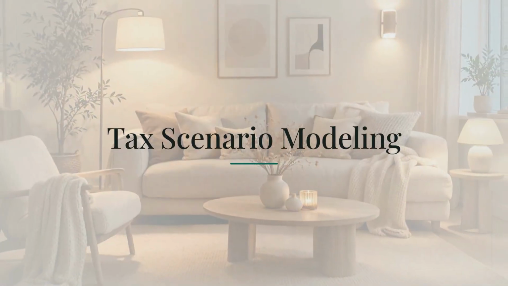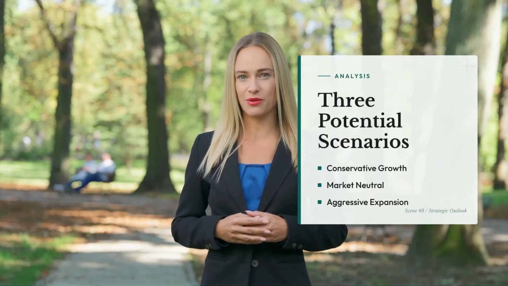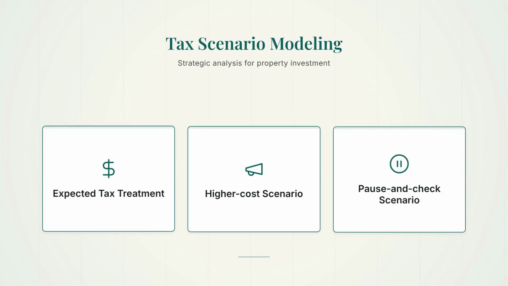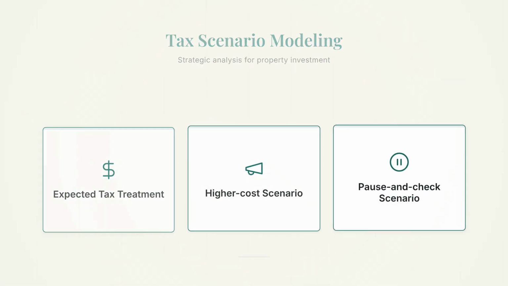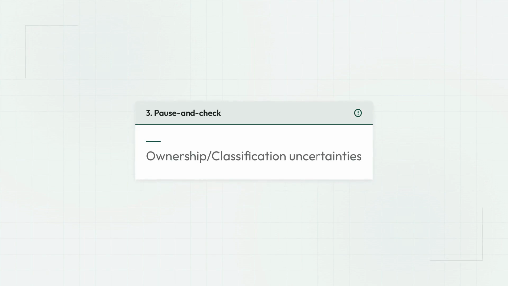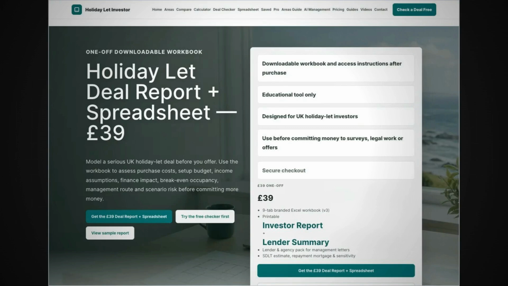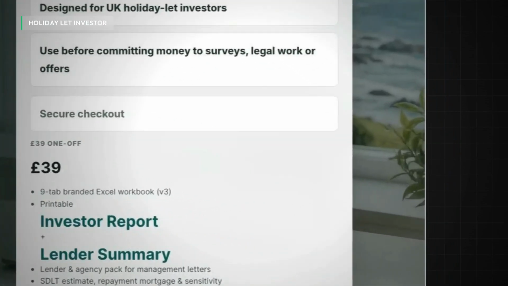Performing detailed tax scenario modelling. It's prudent to model 3 potential scenarios. 1. Expected tax treatment. 2. Higher cost scenario. And 3. Pause and check scenario if uncertainties arise regarding ownership or classification. Utilise comprehensive tools to model these scenarios accurately.